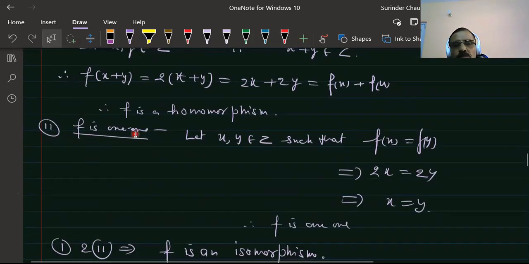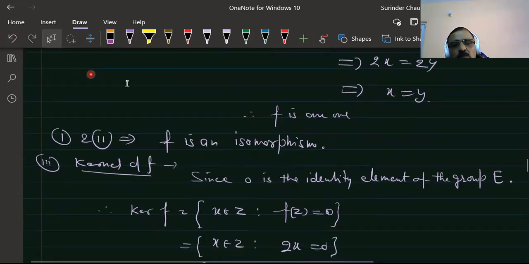Is f one-one or not? Let us take x and y in Z such that f of x is equal to f of y. So 2x is equal to 2y. This will hold true only if x is equal to y. So it implies f is one-one. So this mapping is both one-one and a homomorphism. F is a homomorphism, f is one-one, so f is an isomorphism.